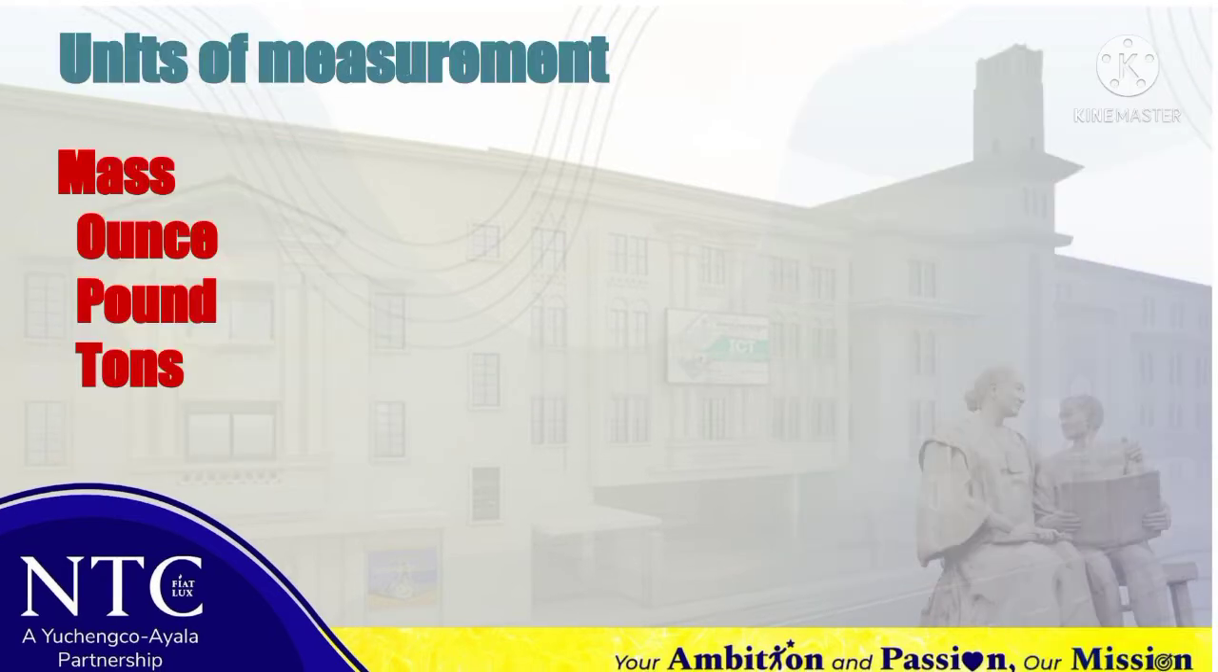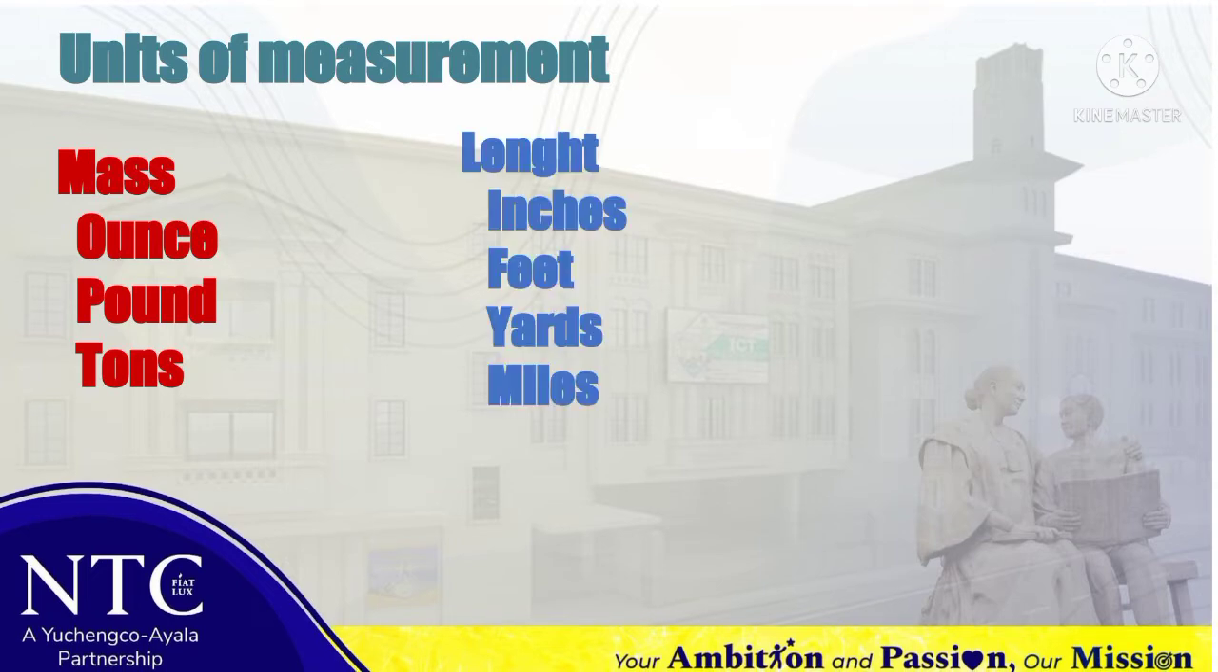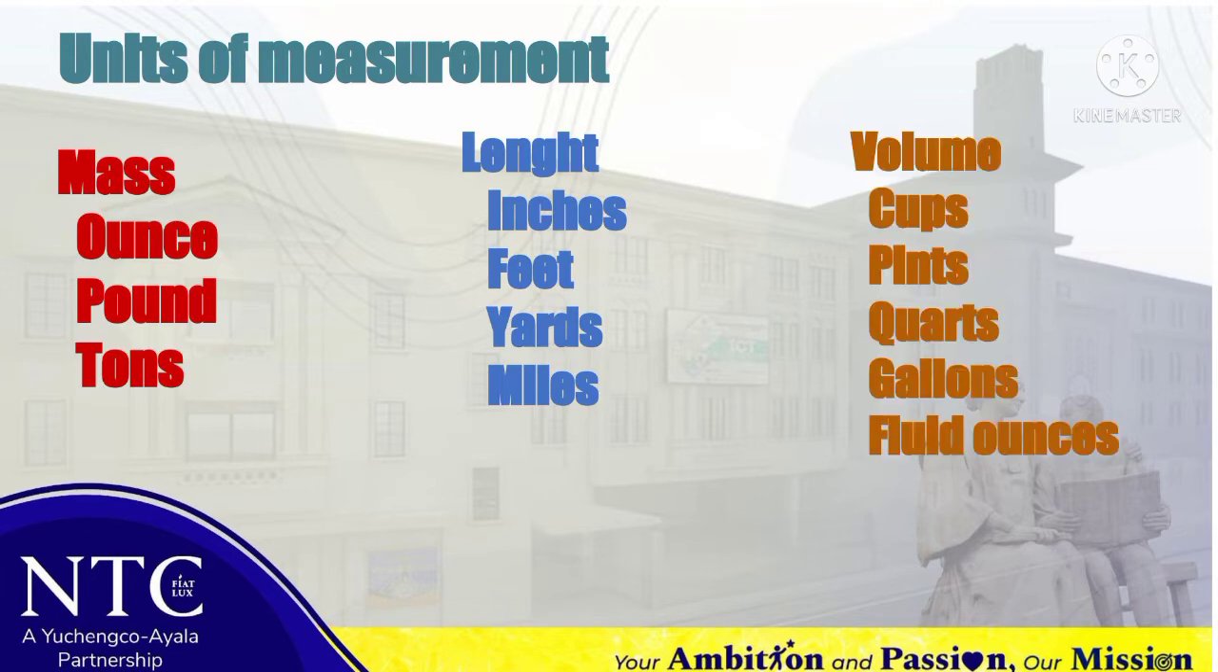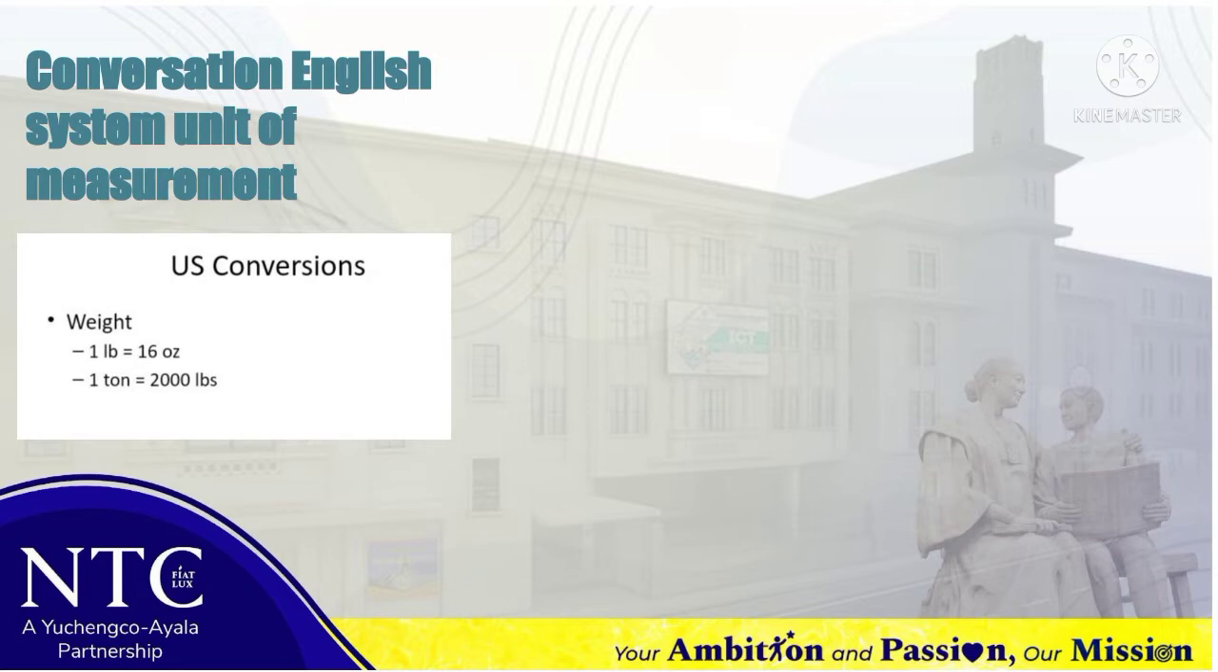English system unit of measurement. We have mass, and its units of measurement are ounce, pound, and ton. Next, length, and its units of measurement are inch, feet, yards, and miles. Next, volume, and its units of measurement are cups, pints, quarts, gallons, and fluid ounce.